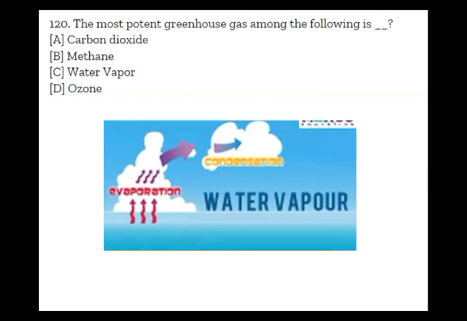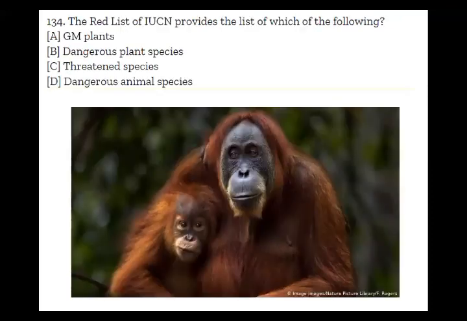The Red List of IUCN, the International Union for Conservation of Nature and Natural Resources, provides the list of which of the following? Whether GM foods, genetically modified plants, a dangerous plant species, a threatened species in general, or a dangerous animal species. The IUCN Red List is general to flora and fauna. They list the threatened species of flora and fauna.